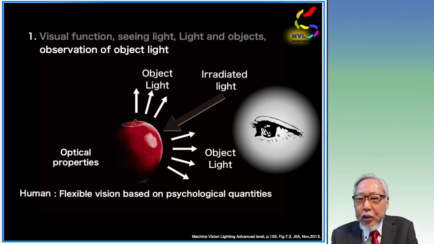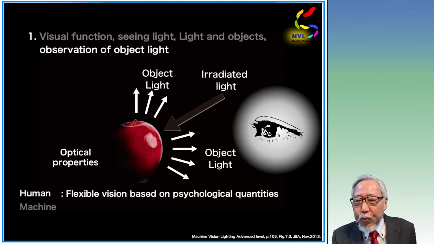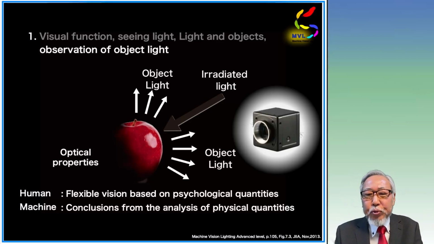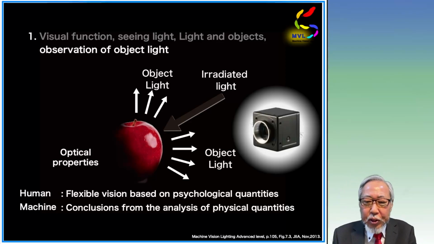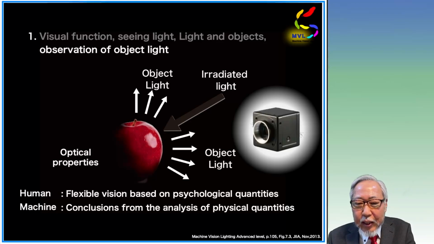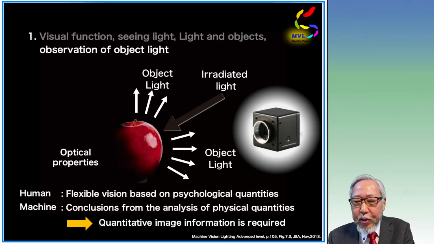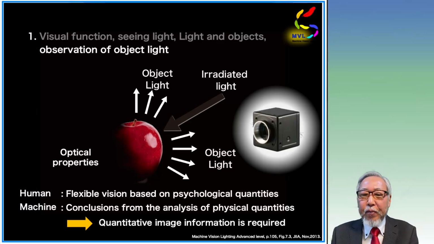Humans are capable of flexible vision based on psychological quantities, but machines can only recognize an apple as an apple by analyzing the object light as a physical quantity. This means that in this state, it is extremely important to irradiate the object with light as accurately as possible. As a result, quantitative image information must be obtained, and visual recognition can be performed by machines.